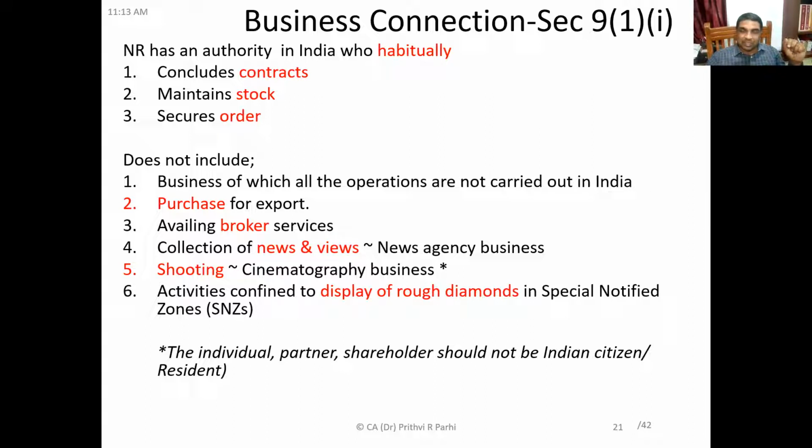Yes, sir. Suppose a non-resident is coming or a foreigner is coming to India. He is purchasing some items in India from India. Okay. And taking it to his country and selling it there. And he's generating some income. Can you say that income is generated from the business connections in India?